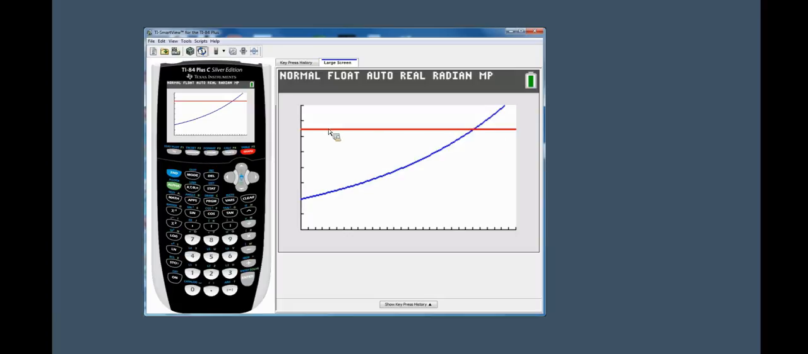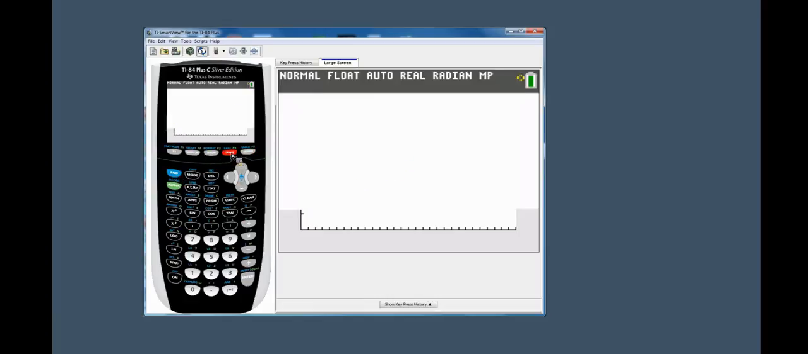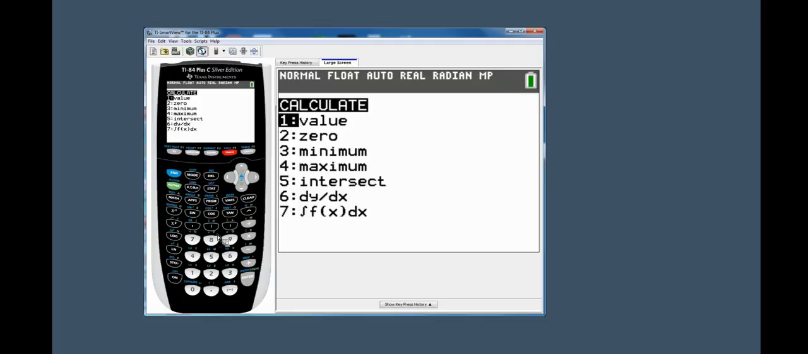This horizontal line is y equals 6,500. And this blue line is the graph of y equals 2,000 times 1.05 raised to the x power. And we're interested in when this blue line reaches the height of the red line. In other words, where do the lines intersect? And so we would hit second, calculate. Intersect is number 5.